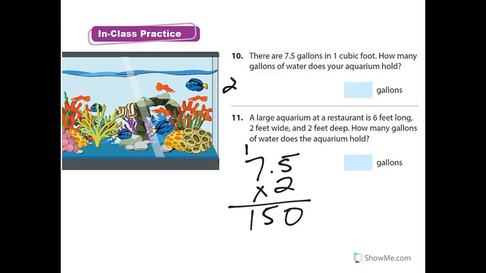So what do we do with this? Well, we count the decimal places. There's 1 decimal place here. There aren't any in the number 2, so we're going to have 1 decimal place in our answer. So we count up the decimal places and put that number of decimal places in the answer. We've got 1 decimal place, so now we've got 15 gallons.